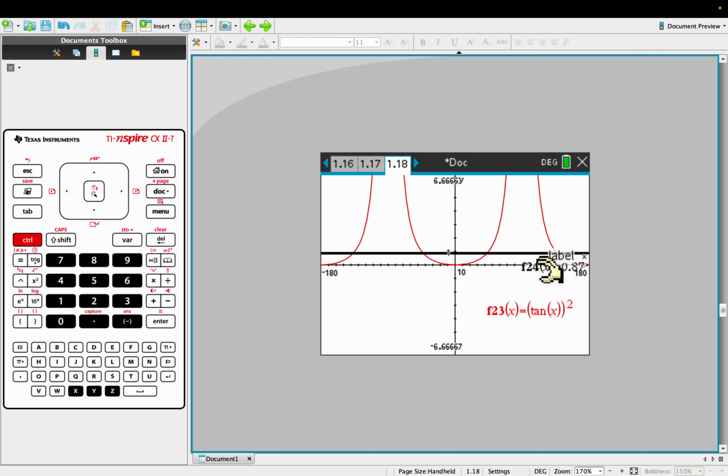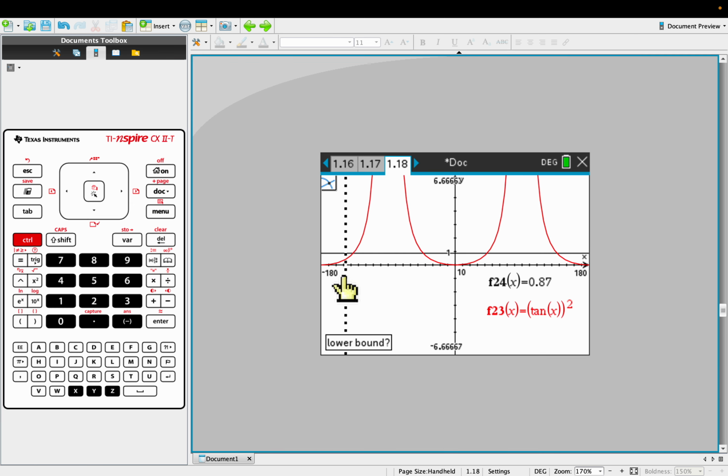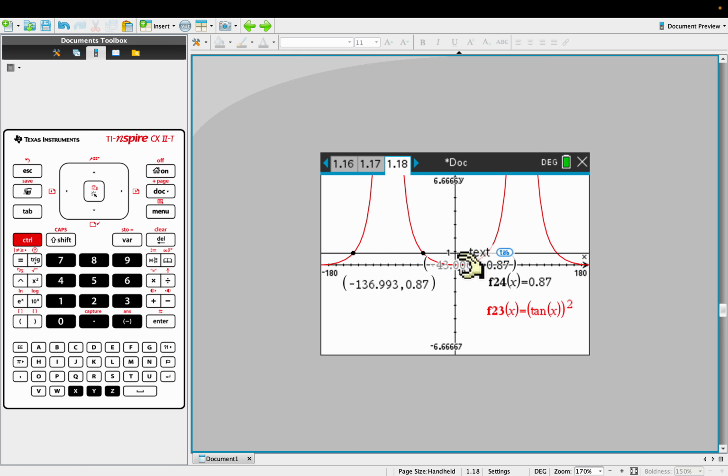So there's four solutions, so we're going to go to the calculator: menu, analyze graph, intersection. Click on the left. Now if you drag over, you can actually get two at a time here. So look, you could even write that down. That's 136.99, which is 137 to 3 sig fig. And the next one is 43.01, so that's 43.0 to 3 sig fig. But then you kind of run out. But you can get them all in one go: menu, analyze graph, intersection, click, and just drag it down.